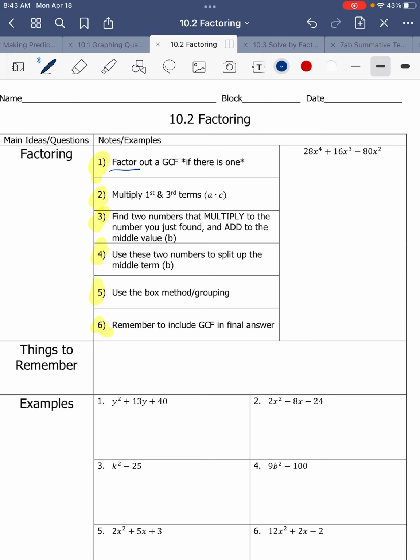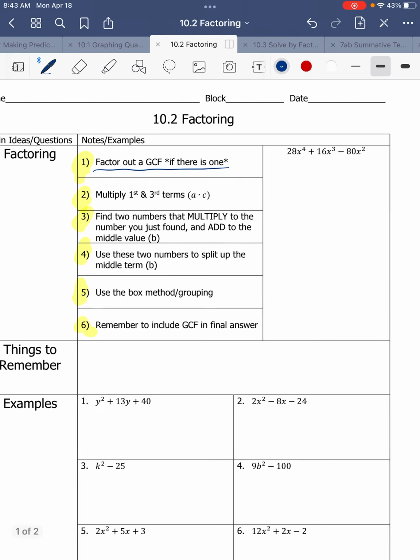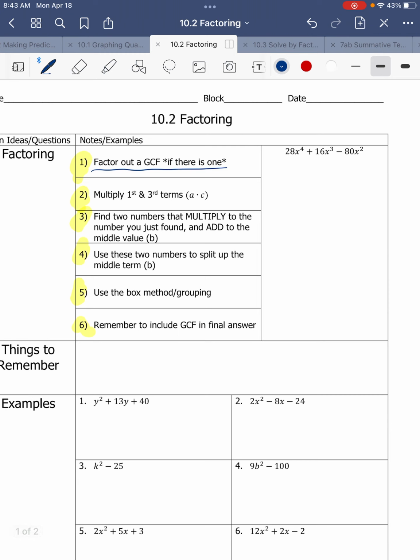At first, we have to factor out a GCF if there is one. GCF just means you're looking at each individual term, like 28x to the 4th, and we're going to break it down. 28 is 7 times 4, and 7 is a prime number, so we're going to do these factor trees. We did these before. And x to the 4th means there's 4 x's. So 28x to the 4th is 2 times 2 times 7 times x times x times x times x.